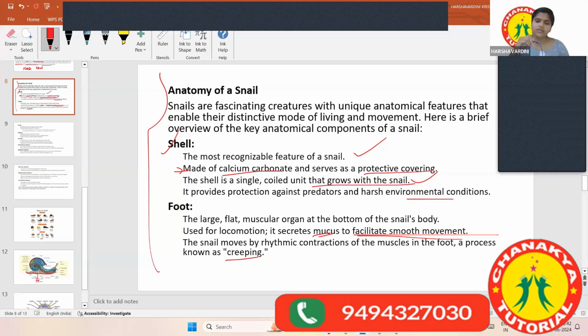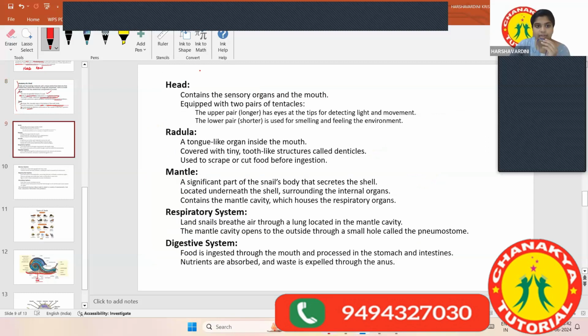Muscular organ. You can say muscular organ at the bottom of the snail body, or you can say muscular bottom. That's well and good. Okay, so these are the important points you should know. Creeping, you should know. Then head. Now coming to each and every body part of the snail. Head. So we are now going to talk about the head of the snail.